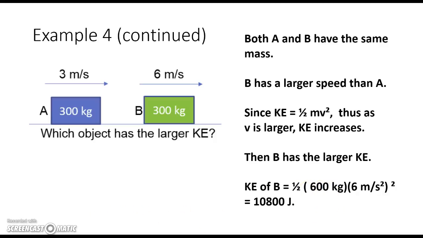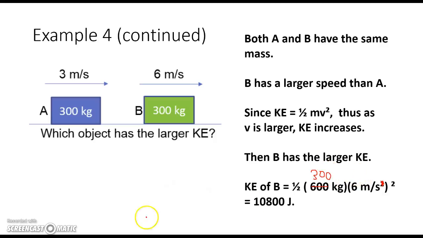Alright, I have a typo here, so let me get rid of it by taking the pen. There's no square here. Now the kinetic energy will be half times its mass. Oh no, this is not 600, this is 300. Let's write that correctly.